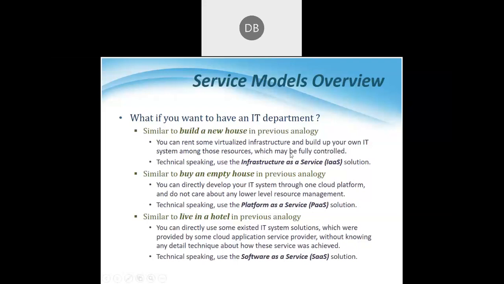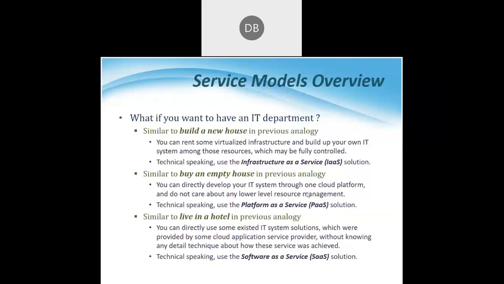So now, translating this analogy to cloud computing, we have three types of service models which we want to study. One is called the IaaS model, infrastructure as a service model. Another is called the PaaS model, that is the platform as a service model. And the third one is the SaaS model, that is the software as a service model. Now, similar to building a new house in the previous analogy, you can rent some virtualized infrastructure and build up your own IT system along with the resources. So IaaS is a solution which is similar to building a new house.